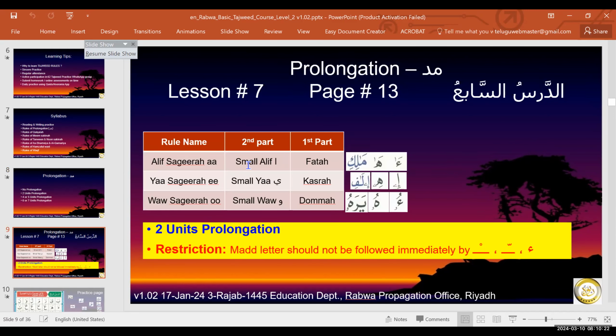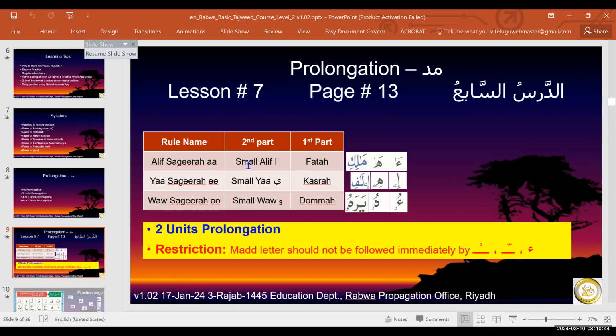So let us start the first mad. This is page number 13 of the Qaida Noorania, lesson 7, ad-darsul sabiya. This one is regarding the 2 units prolongation, that is Alif Sageerah, Ya Sageerah, Waw Sageerah.